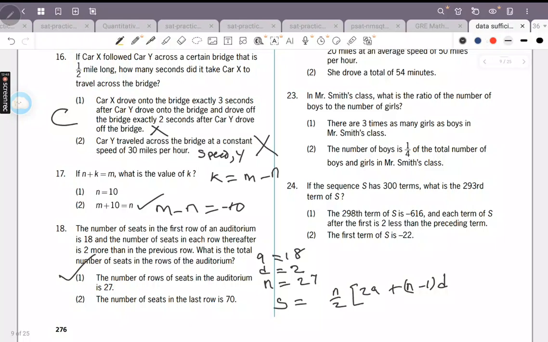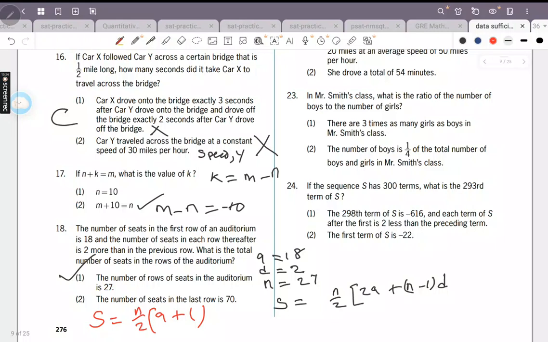So we use the other sum formula, S equals n over 2 times the first plus the last, because we have the last. We already have the first. We already have n. No, we don't have n. Wait, the number of seats in the last row is 70. So what happened to n? The number of rows in the auditorium is 27.